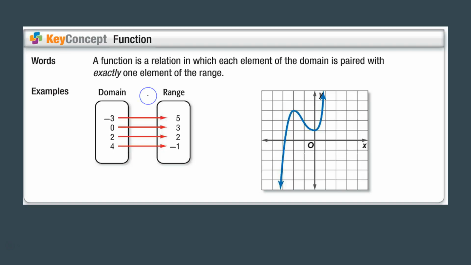Alright, a function is a relation in which each element of the domain is paired with exactly one element of the range. This is what we were talking about on our last video. Notice it's only connected to one each time. However, if it was connected to another one, then it would not be a function. And remember, the domain and range can be shown as a graph as well.